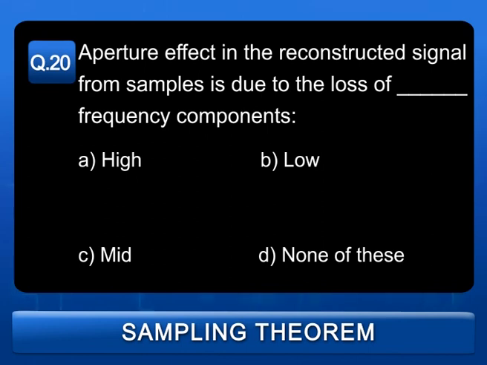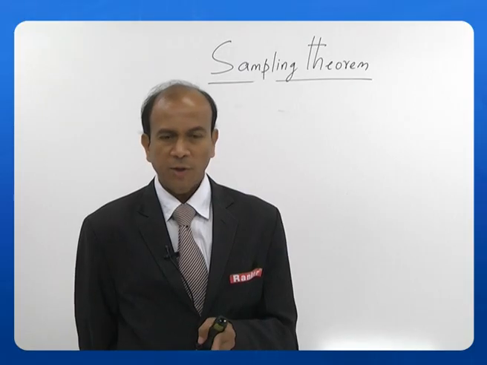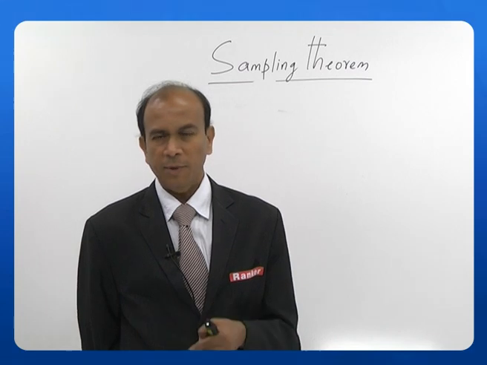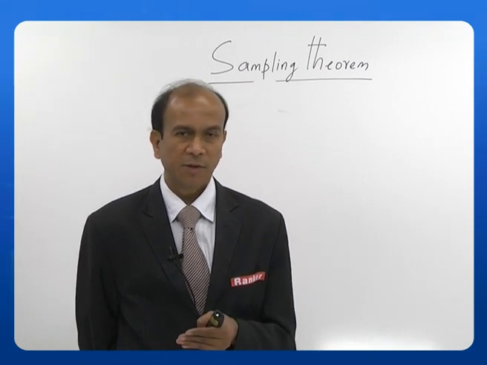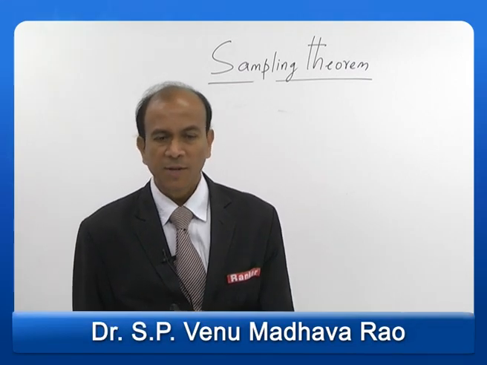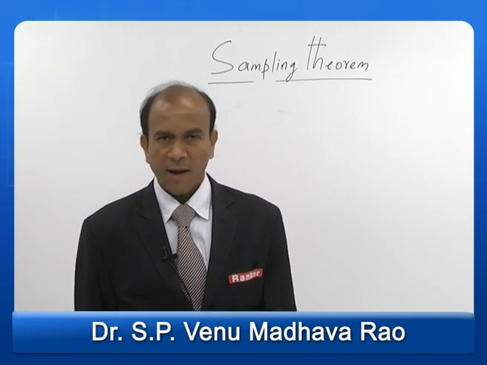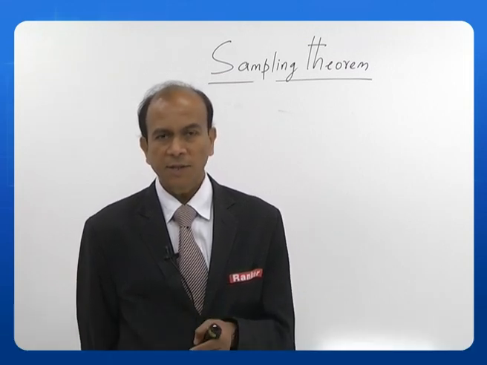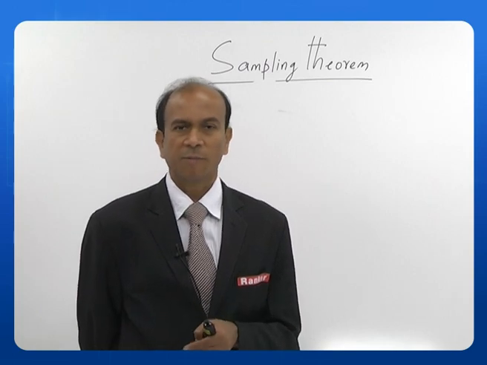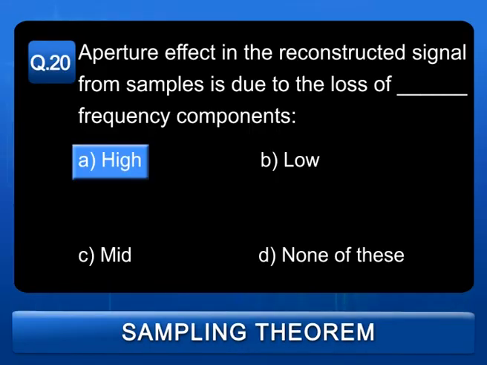Earlier we have seen that aperture effect actually causes amplitude distortion. And the amplitude is comparatively low for high frequency components rather than low frequency components. So, the answer is A. It actually causes distortion to high frequency components. So, the answer is A.